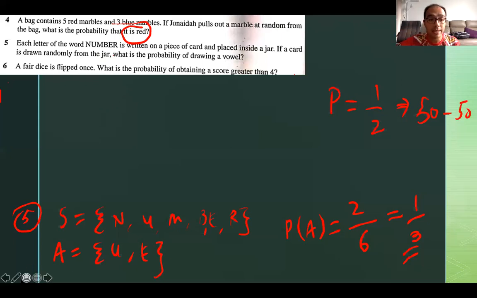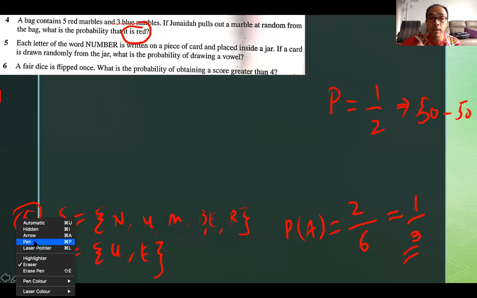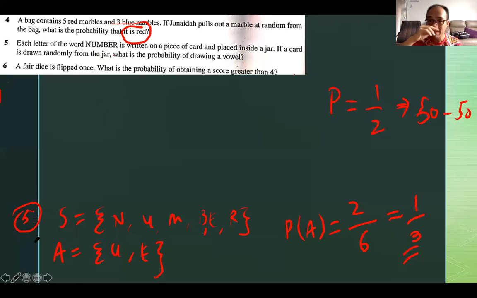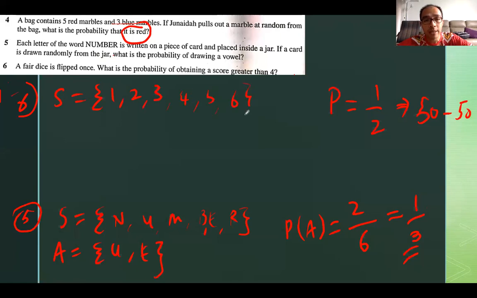So question number 6, a fair dice is flipped once. Okay, you throw a dice only one time. What is the probability of obtaining a score greater than 4? Let's talk about the sample space once again. So our sample space is, what are the possible outcomes? You can have number 1, you can have number 2, you can have number 3, you can have number 4, you can have number 5, you can have number 6.